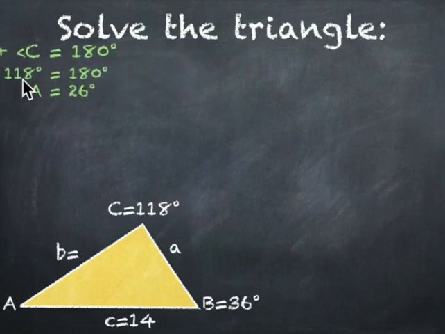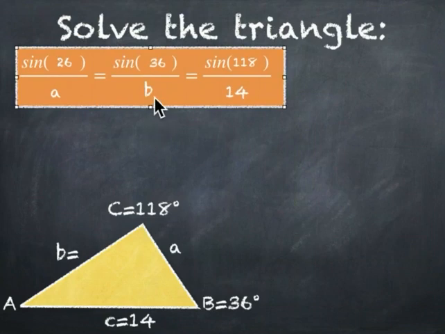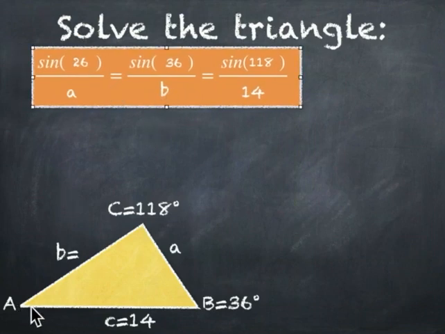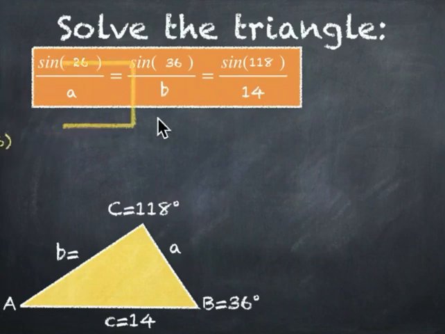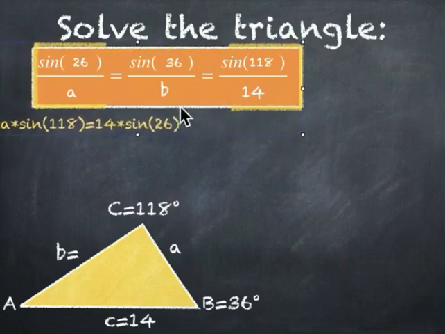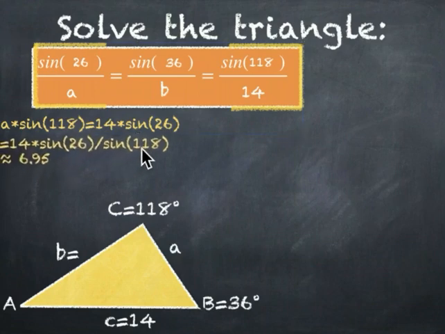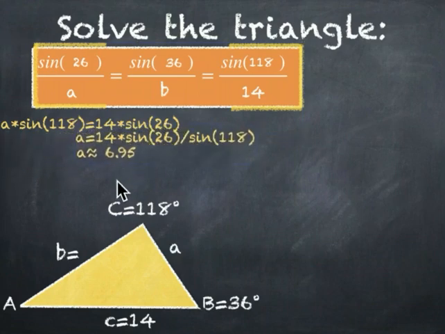The next thing I did was use the law of sines and filled in as much as I could. So I knew that angle A was 26 degrees. I knew angle B and angle C. I knew side C that was here. And then the key step to figuring out the sides that we don't know is to set up some proportions. So if you look at this first fraction and this last fraction, you can set up a proportion that A times the sine of 118 is equal to 14 times the sine of 26. You can do a little bit of solving and figure out that side A is about 6.95.